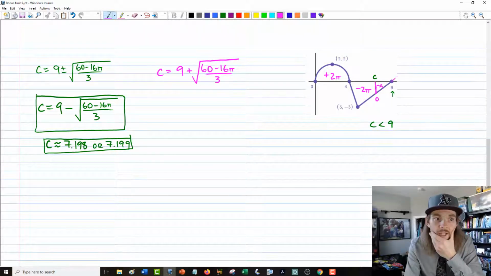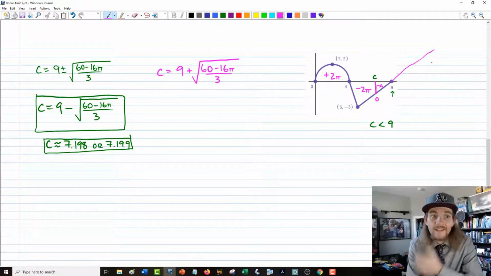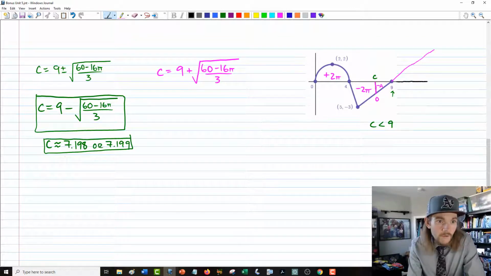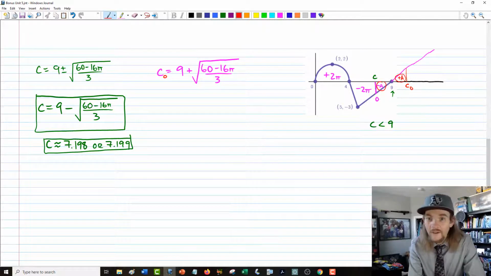But imagine for a second, as our computation does, that this line continues over further and further. What we are getting when we do that 9 plus the square root is the value right here. It's not actually c. We'll call it c naught. We're getting c naught over here, which has the positive little area that cancels out this other little area.